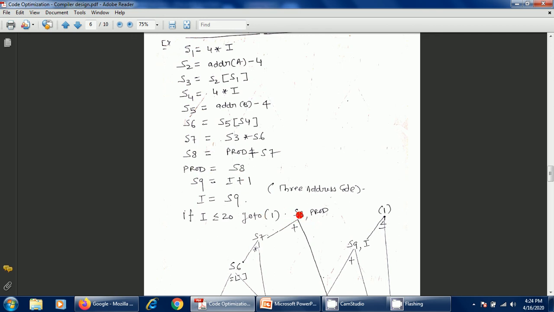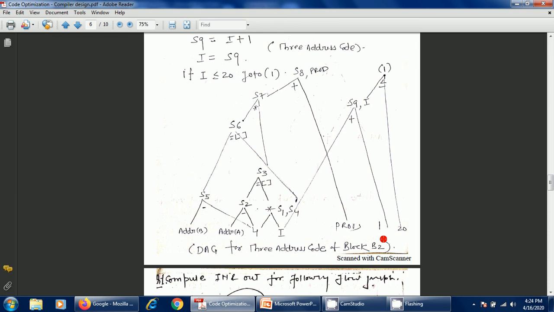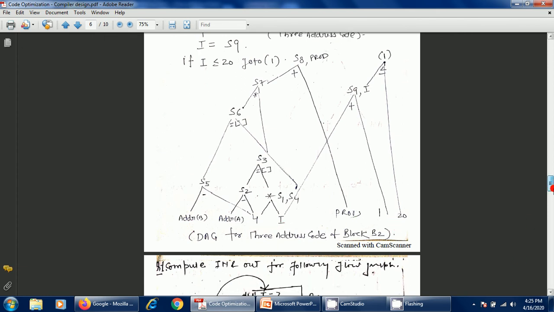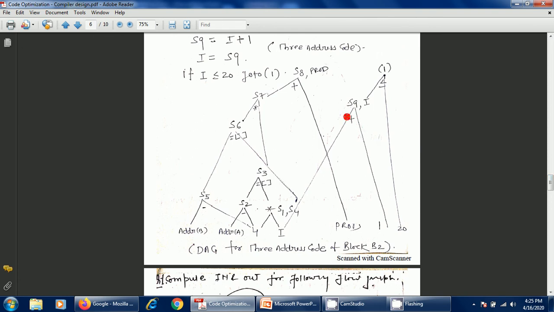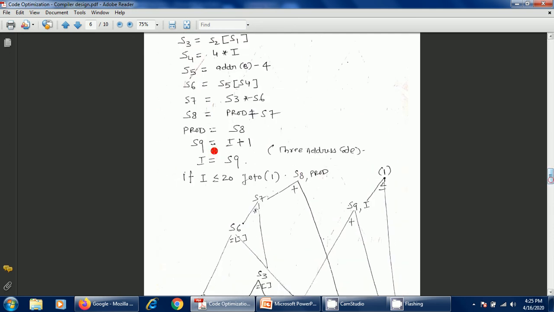Product equal to S8, and S8 is assigned to product, so S8 comma product. Now S9 equal to I plus 1. I and 1, these two operands are assigned here as leaves, and operator symbol plus is labeled with node S9, because I plus 1 is assigned to S9, and I equal to S9, so I is also with S9.